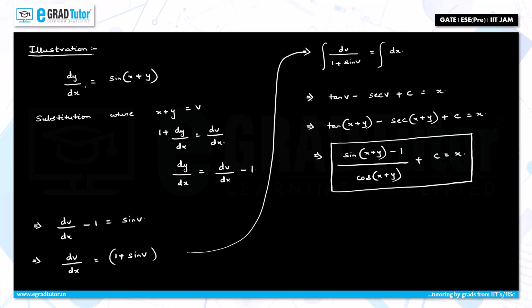Here the differential equation, if you see, is a function of x comma y. You cannot write this explicitly as some h of x into g of y. So what do you do? You substitute x plus y as some v and reduce this differential equation to variable separable form. Then find the solution and substitute back v as x plus y in the solution that you get, so that you arrive at the general solution of the given differential equation.